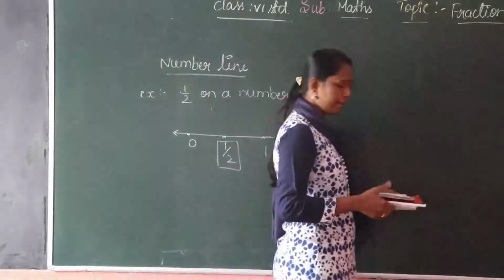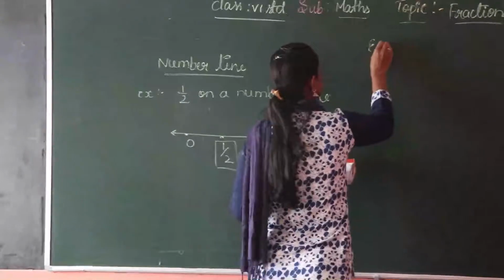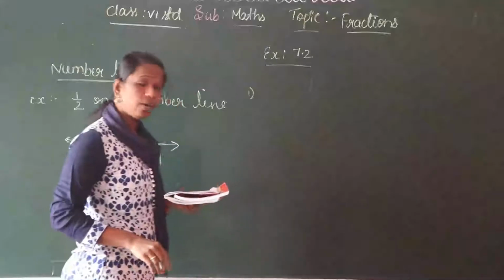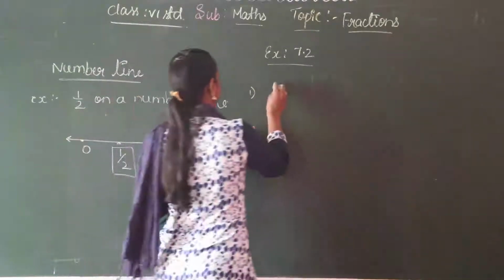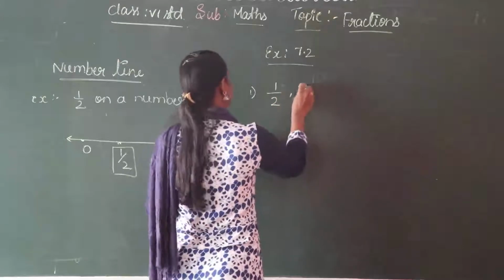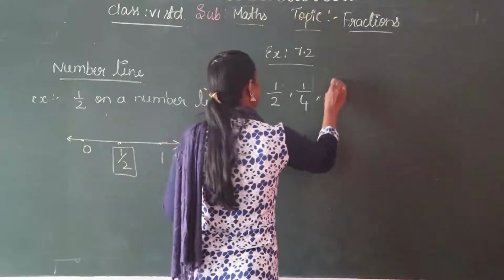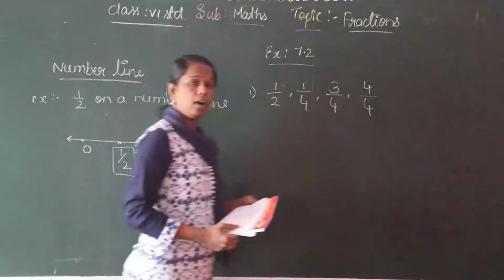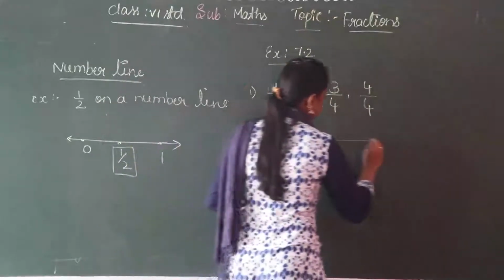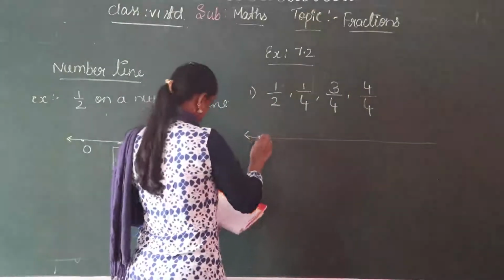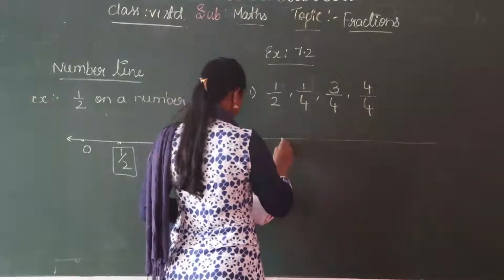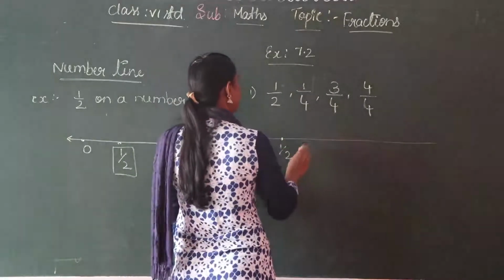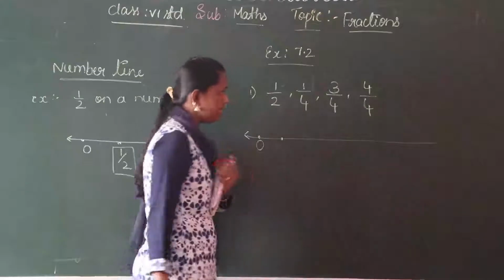Next, exercise number 7.2. First one, draw number lines and locate the points on them. First one, half, 1 by 2, 1 by 4, 3 by 4, 4 by 4. Okay, so first write the number line. Represent starting from 0. Before that we have to arrange these.